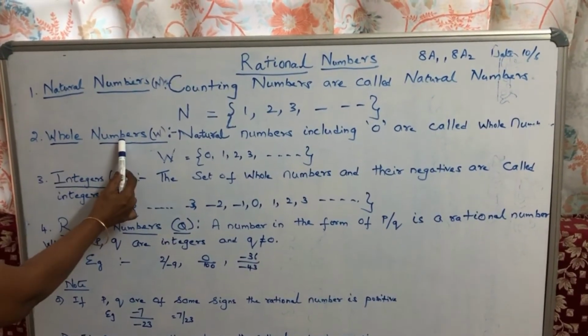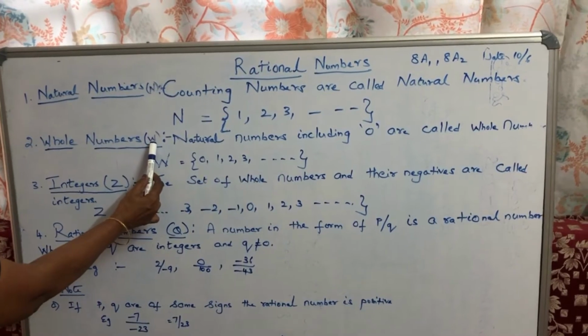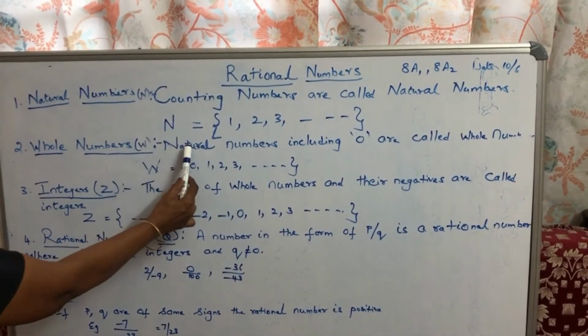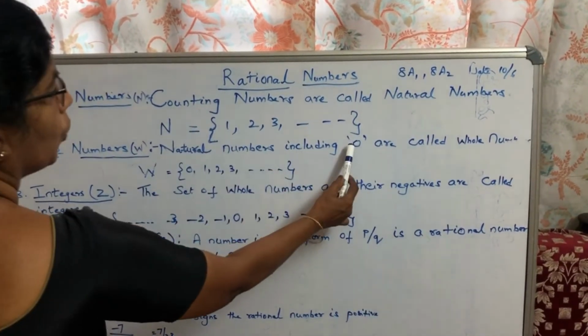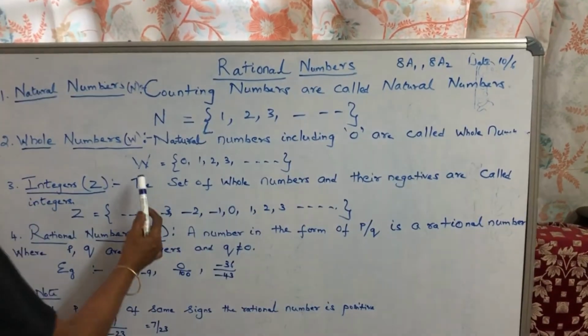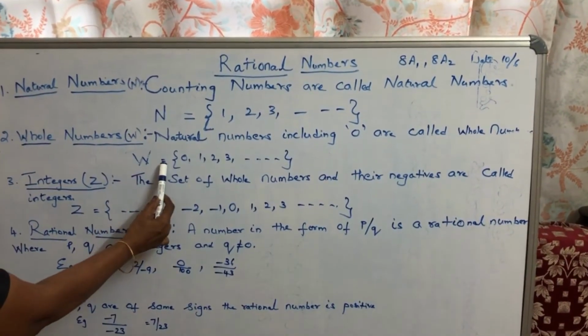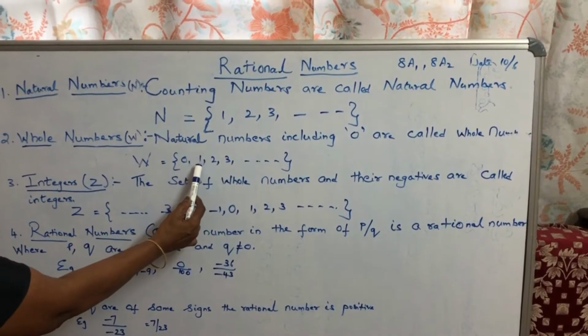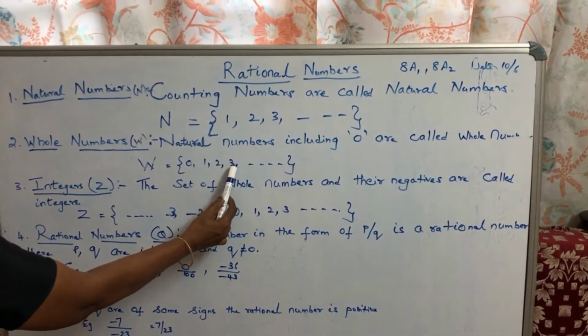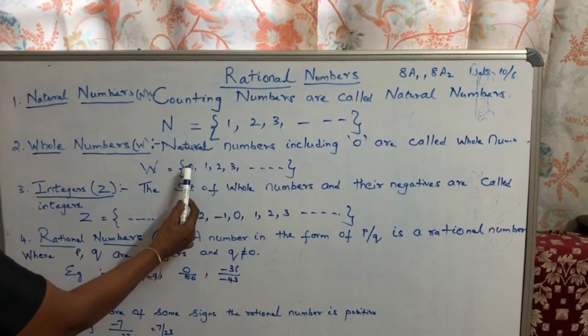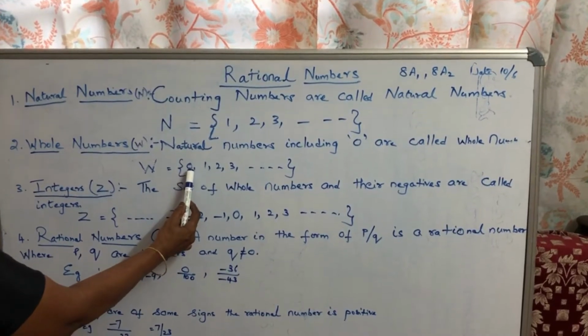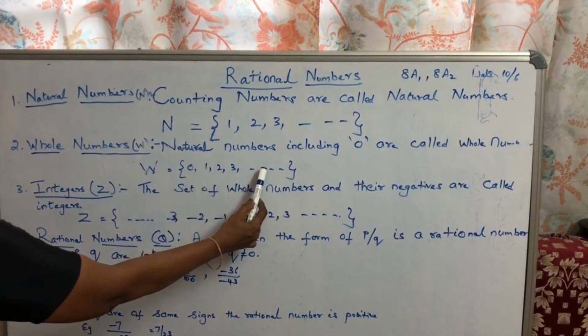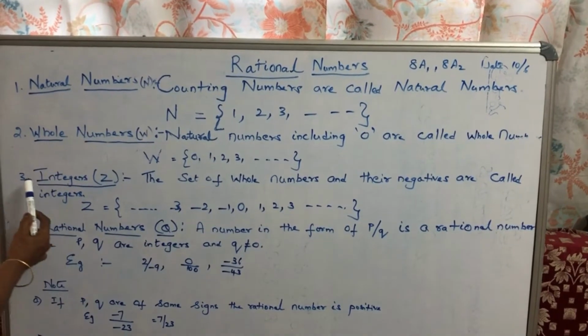2. Whole numbers, denoted by the letter W. Natural numbers including 0 are called whole numbers. W is equal to 0, 1, 2, 3 and so on. 0 is the smallest whole number and the largest whole number is infinite.